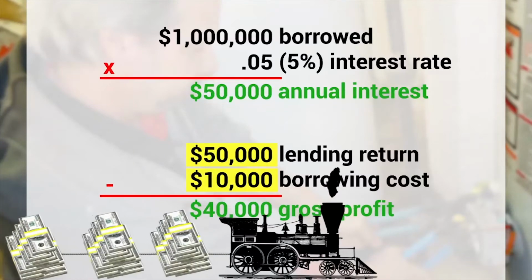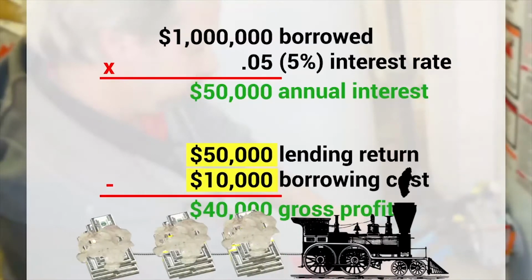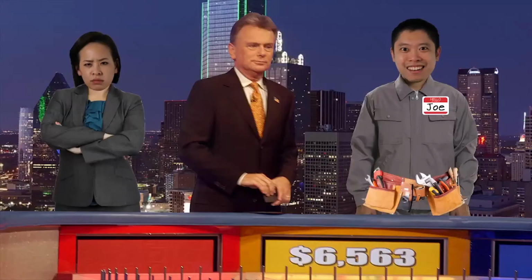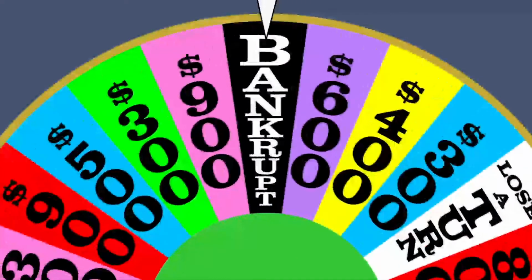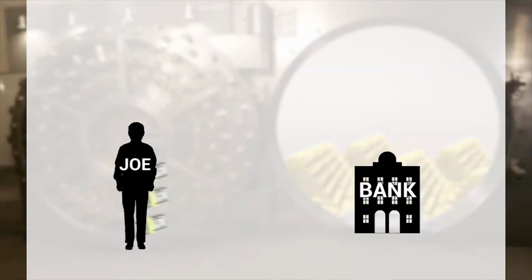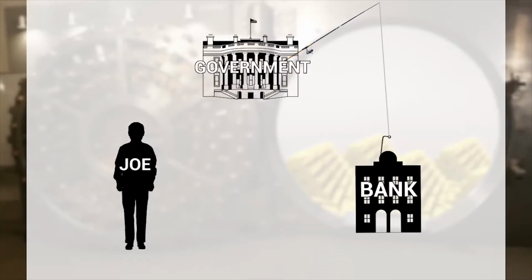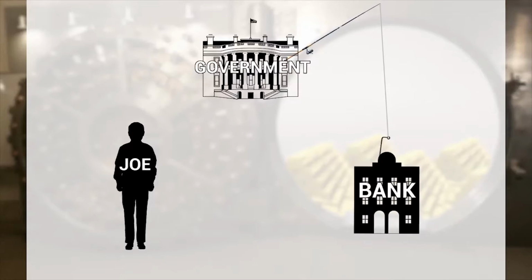Now, while all of this might sound like the financial gravy train, it's not that simple. Joe the Plumber's business, that kind of business, goes bankrupt all the time. And when that happens, banks don't get paid back the $1 million they loaned Joe. Sometimes they get zero.